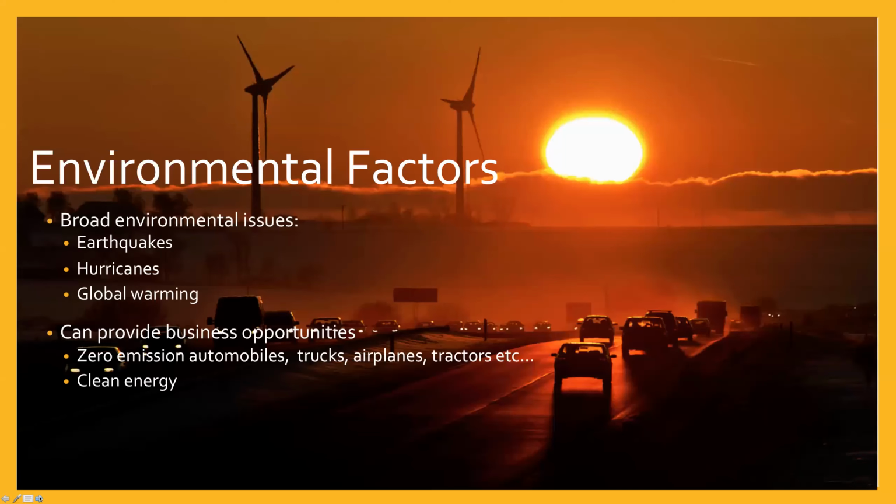I think it was occurring before COVID, but COVID is accelerating it. You've heard from other professors that COVID was an accelerator. It's moving us to online food shopping faster than we would have otherwise. And then, of course, environmental factors: earthquakes, hurricanes, global warming. All these issues are out there and have implications for us.